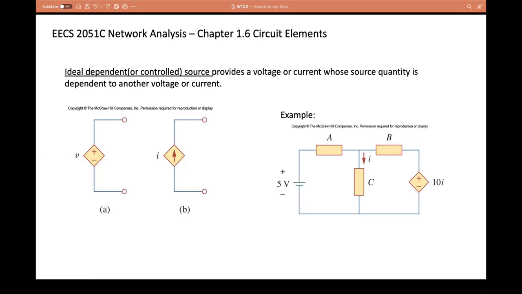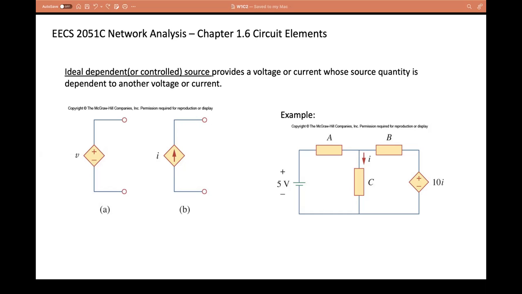I know it can be really confusing, because you will see the value next to it is 10I. You might say, oh, it's I, so it probably should be current. But no, we should never determine whether a source is a current source or a voltage source based on what it depends on. We should always focus on the symbol. If there is a polarity sign on it, then it's a voltage source. If it's an arrow, then it's a current source, no matter what value it depends on.